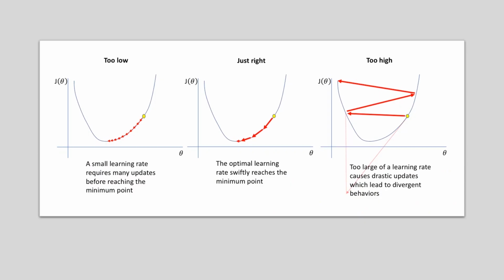Now let's talk about learning rate. For example, if I am taking my learning rate as too low, there is a possibility that I will reach the minimum point, but it will take a large amount of time. But if I am taking my learning rate as too high, there is a possibility that I can omit the global minimum or a local minimum. So we should take a just right value of learning rate which swiftly reaches the minimum point.